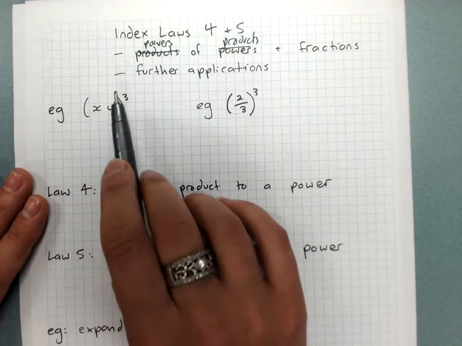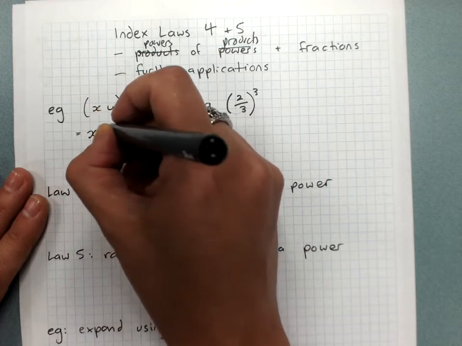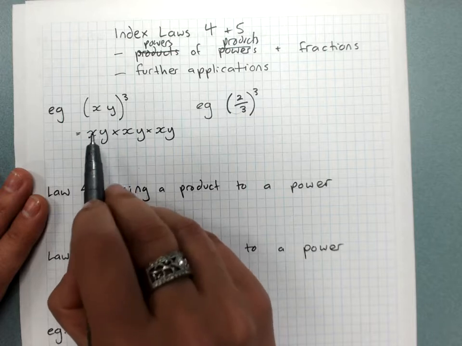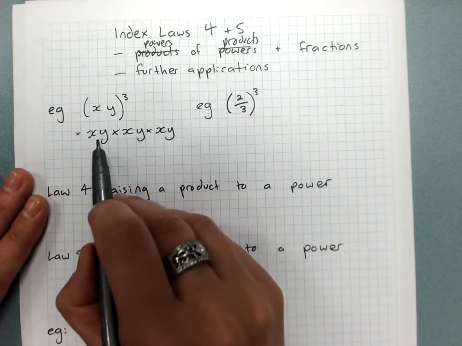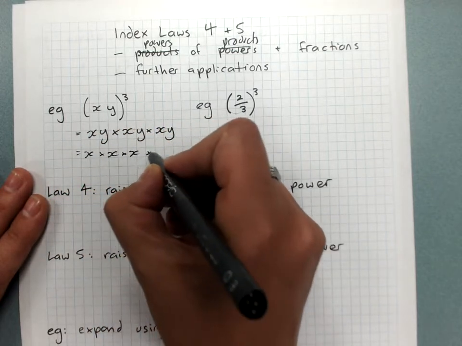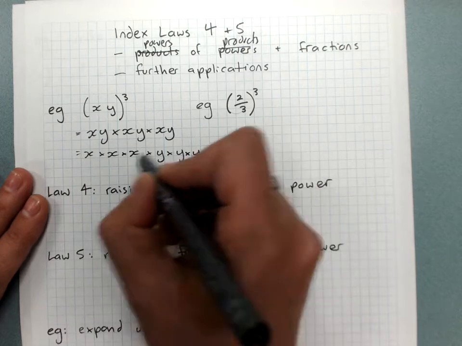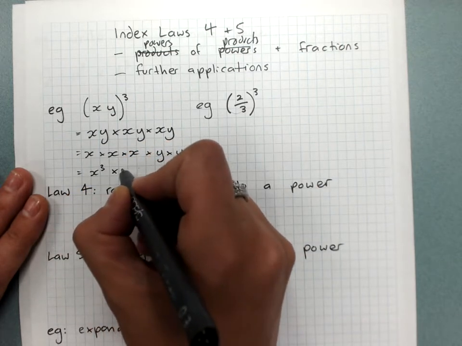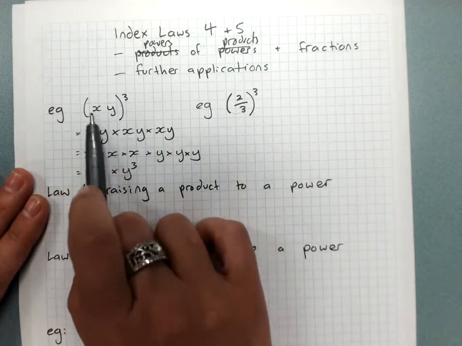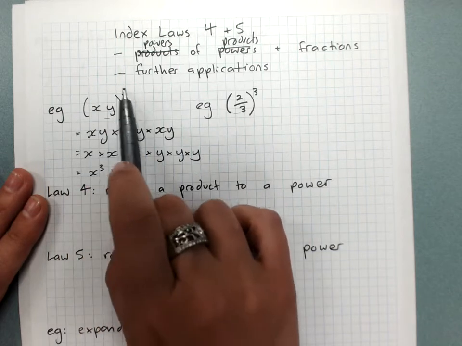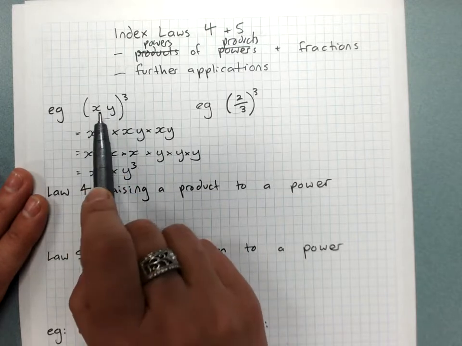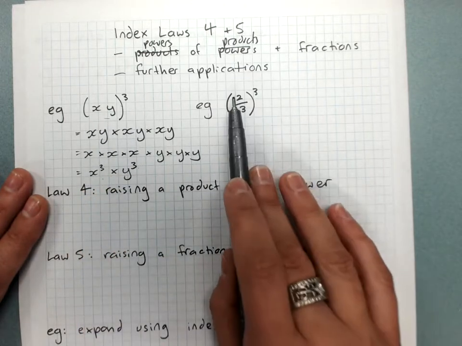xy, or x times y cubed, will be xy times xy times xy, and this is x times y. I can rearrange multiplication, so this is really x times x times x times y times y times y. This is x cubed times y cubed. And I could get rid of that times sign there if I wanted. The product in the brackets to a power, each separate factor gets raised to that power, x cubed times y cubed. And the same with the fraction.